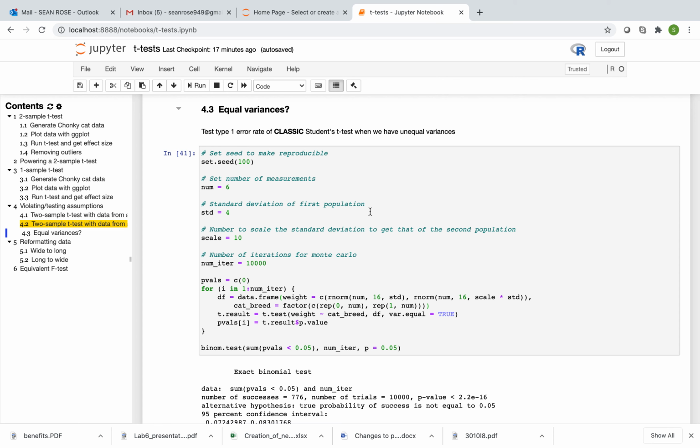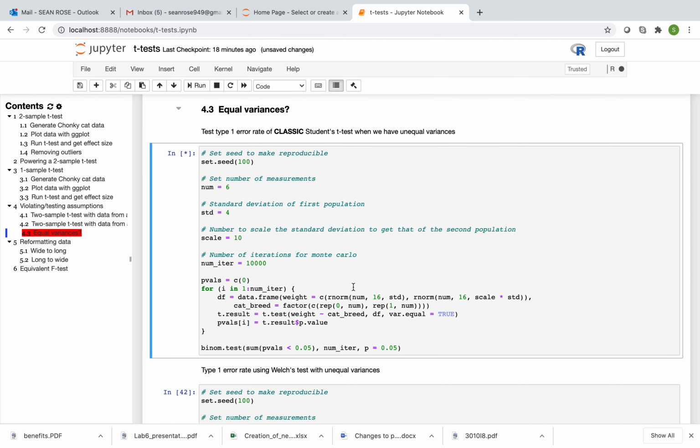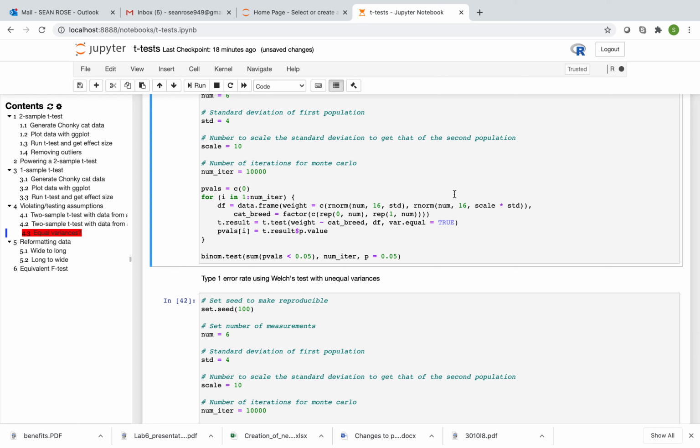I'm setting the standard deviation of the first population to be 4, and then I'm going to set the standard deviation of the second population to be 10 times that of the first. So I'm doing a big difference in the standard deviations of the two populations, and then we're going to see how much that messes up the t-test. So I'm going to start running that this time to learn from past mistakes.